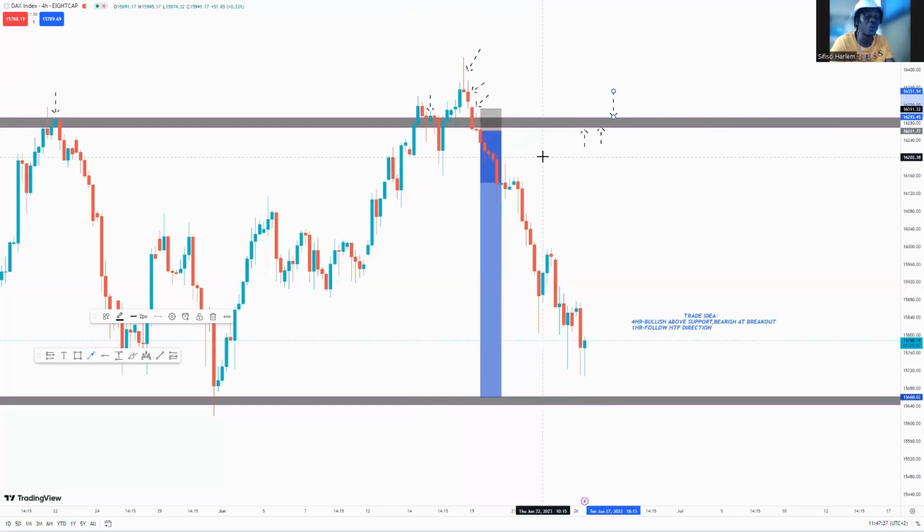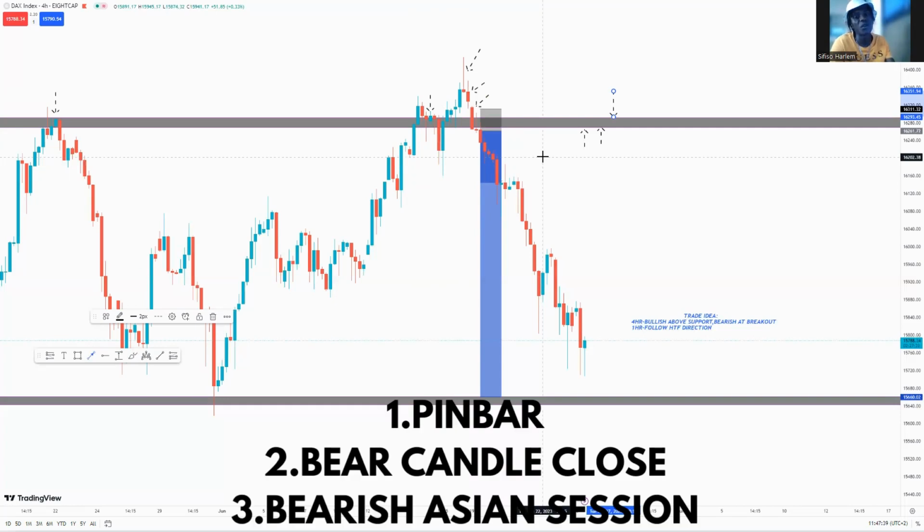I'm still looking to be bullish, but I'm gathering information into how I'm looking to be bearish, or why price is giving me signs that I need to be bearish. One, we have a pin bar. Two, we have a bear candle. Three, we have a bear continuation to start off our week, meaning the Asian session opened bearish and closed bearish, right?